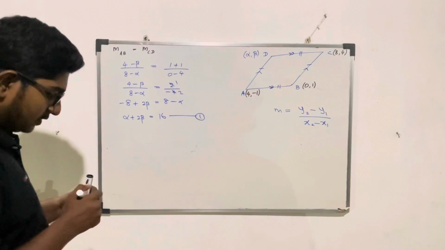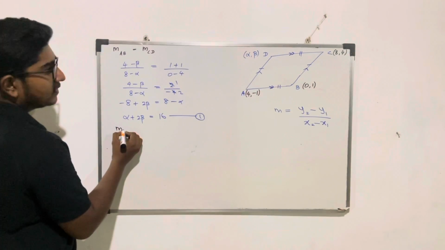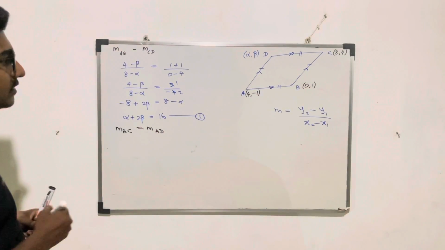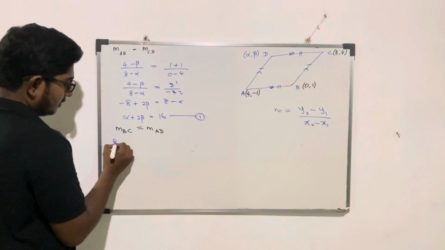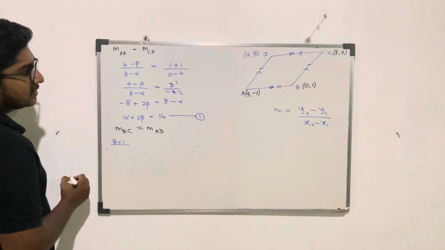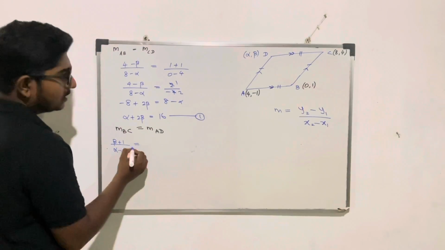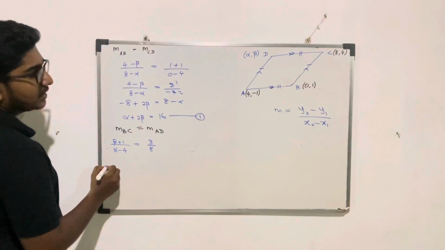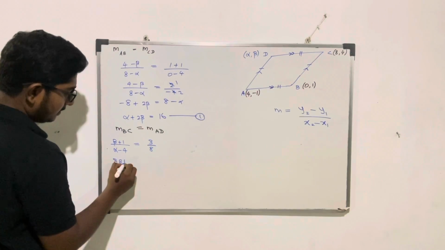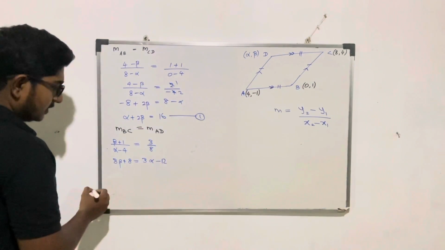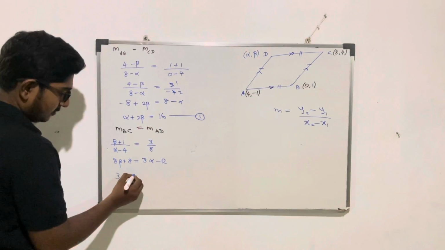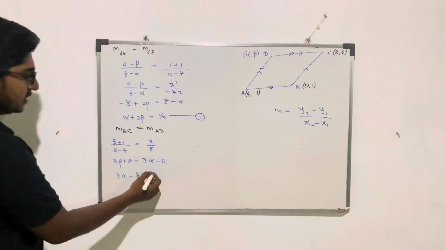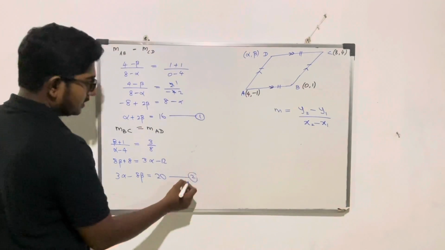And consider the same logic for the other two sides. Gradient of BC must equal the gradient of AD. Then what is the gradient of AD? That is beta minus minus 1, that is beta plus 1, over the difference of x coordinates, alpha minus 4. Gradient of BC is 4 minus 1, that is 3, over 8 minus 0, 8. First multiply: 8 beta plus 8 equals 3 alpha minus 12. Take 8 beta to the other side to make the alpha term positive, but I am writing that on the left hand side. Then take minus 12 to this side. Answer is 20. So this is the second equation.